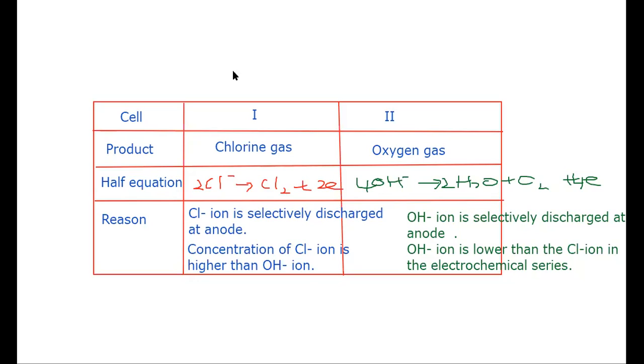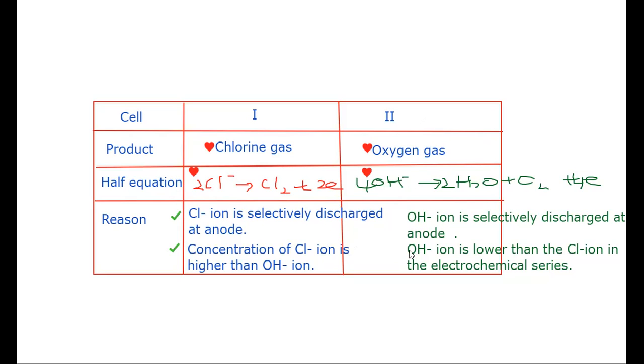Look at the flow that I am talking about. First, we write about the formation of the product on both sides. Okay, then we write half equation, because the half equation will tell us how do we get the chlorine gas and the oxygen gas. And next, we are going to write why is this chlorine gas is produced. Why do you get such half equation? We are going to say that, the chloride ion is selectively discharged. Why is it selectively discharged? It is due to the concentration, which is higher.